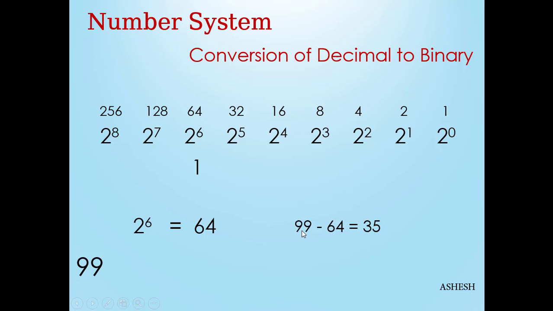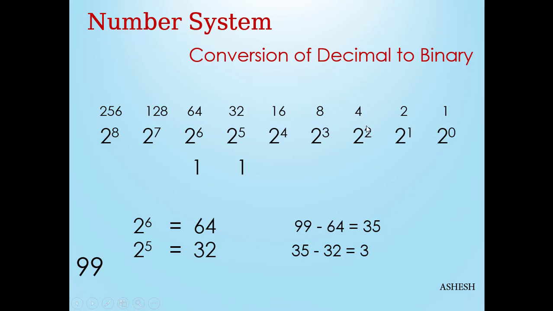Now 99 minus 64 equal to 35. Our rest number is 35. Here 2 to the power 5 equal to 32. It's less than 35. So again we write 1 down along with that 32. Now 35 minus 32, we have 3.